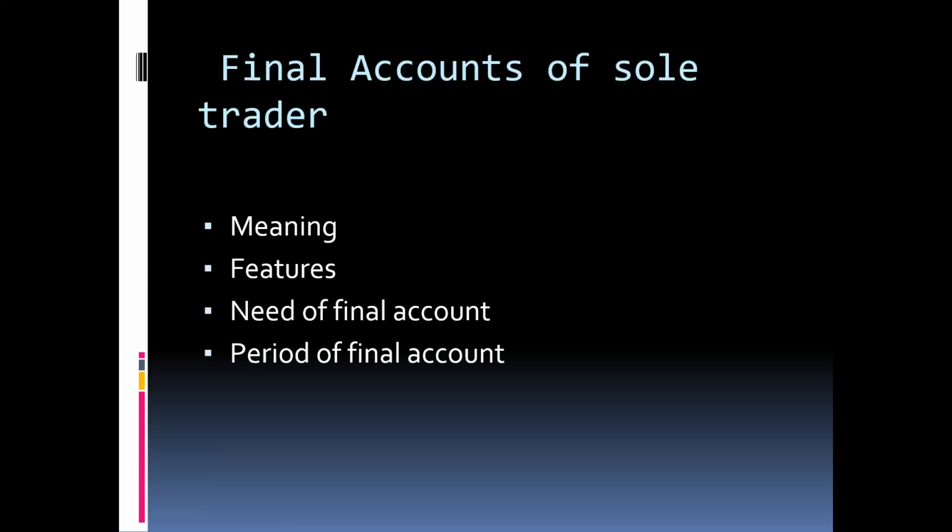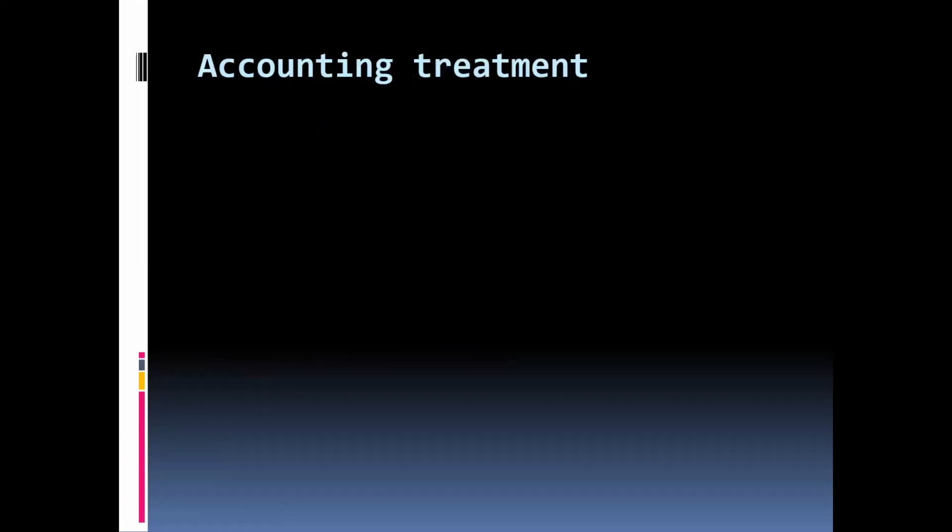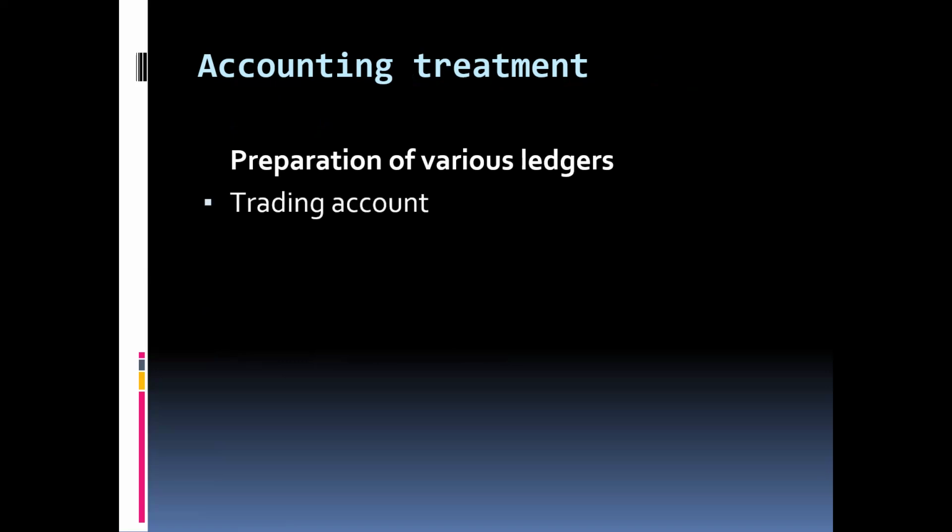As we have discussed, this is the period for which final accounts are prepared by an organization. Let us understand the accounting treatment with regards to the final accounts of a sole trading concern. When we prepare the final accounts, basically we start with the trading account. In the trading account, we record all the direct expenses of an organization, or you can say all manufacturing and production expenses. Next, we prepare the profit and loss account, where all the indirect expenses or indirect incomes of a business organization are recorded.